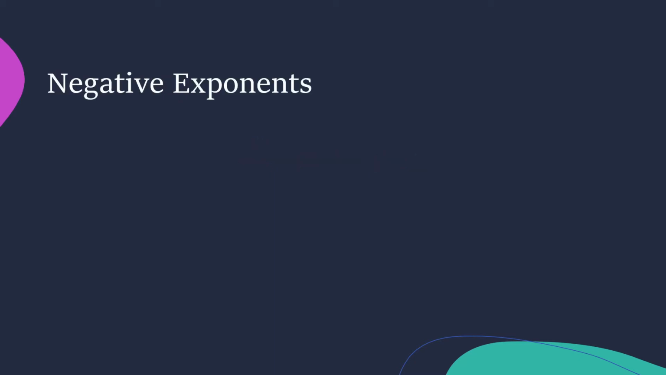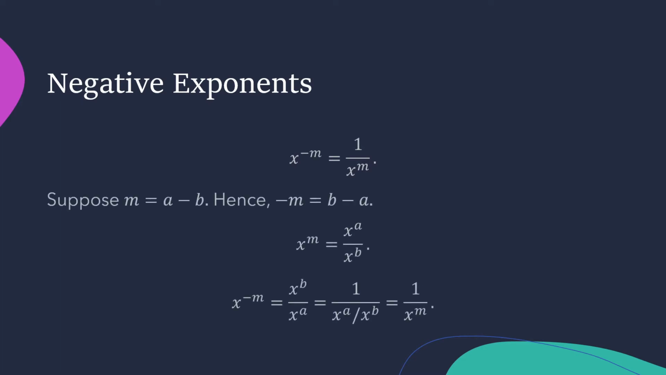Alright, now let's do negative exponents. And negative exponents basically means a reciprocal of the positive exponent, or x to the minus m is equal to 1 over x to the positive m. And a quick sketch of why this is true.